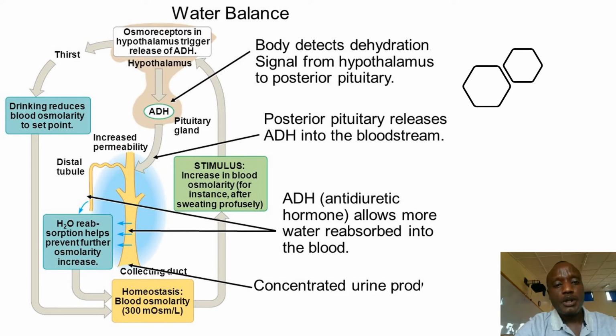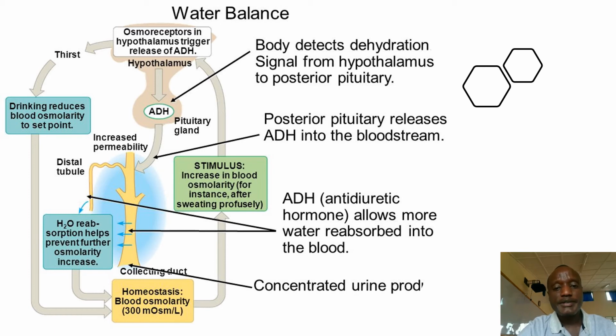Again, the ADH which is produced by the hypothalamus goes down via the bloodstream and reaches the posterior lobe of the pituitary gland. That's where the body detects the dehydration signal, from the hypothalamus to the posterior lobe of the pituitary gland. And what the posterior lobe of the pituitary gland does, you can check from the arrow. The arrow indicates it clearly. The posterior pituitary gland releases ADH into the bloodstream.